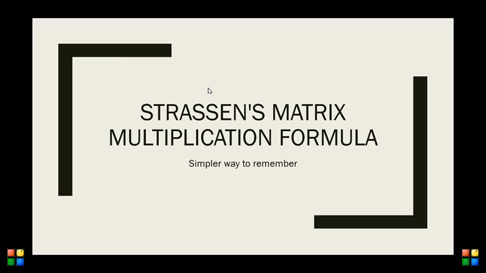Hello everyone. Now I am going to explain Strassen's matrix multiplication formula in a simpler way so that it will be easier for someone to remember it and reproduce it during an examination or something, because the formula is extremely hard to just see and remember. And if one forgets even a small line, the whole algorithm will go wrong. So let's get started.